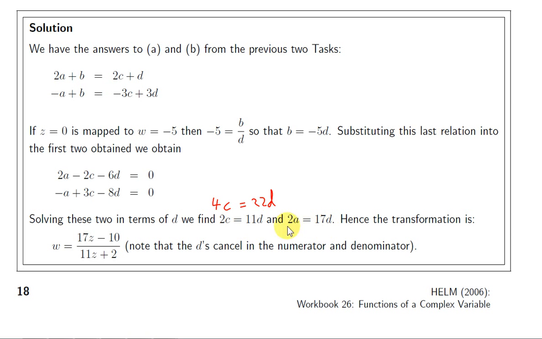So obviously there's an infinite set of values a, b, c and d that satisfies these equations, but when we plug in here, the d's will actually cancel out. So leaving it in this form here, we can write 2a here, and that's 17d. And if we have 2b here, well, that's minus 10d. And underneath we have 2cz, that's 11d. And then we have a 2d, so the d's will all cancel out. So this will give us the transformation az plus b over cz plus d. That's the form of a bilinear transformation.